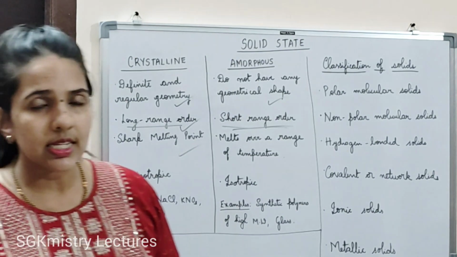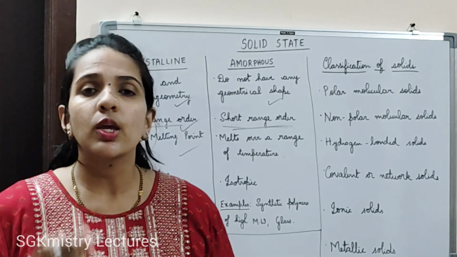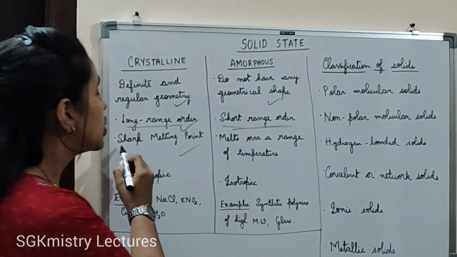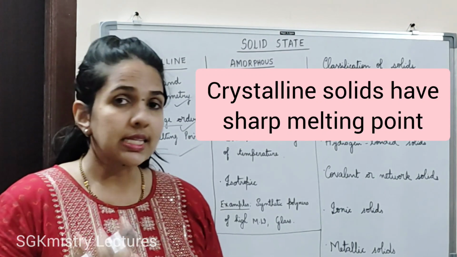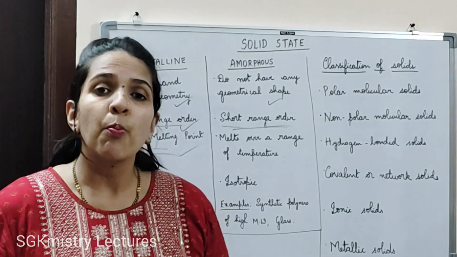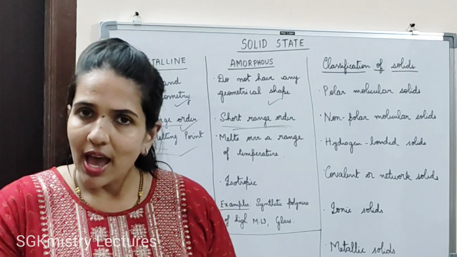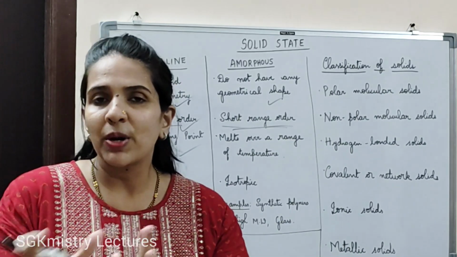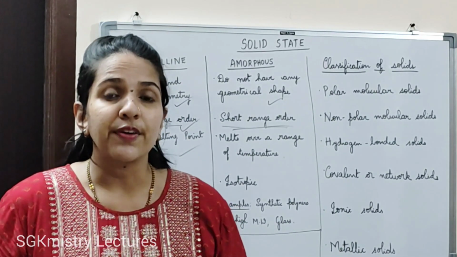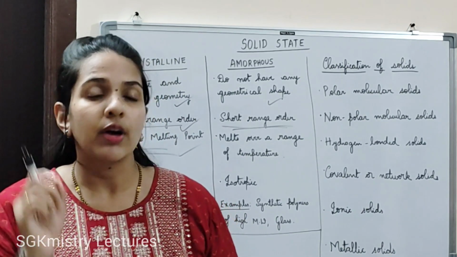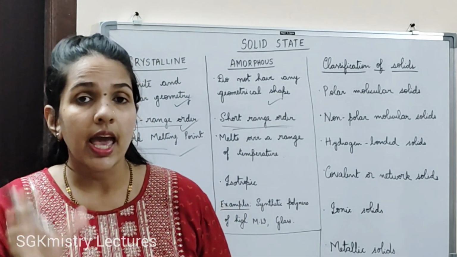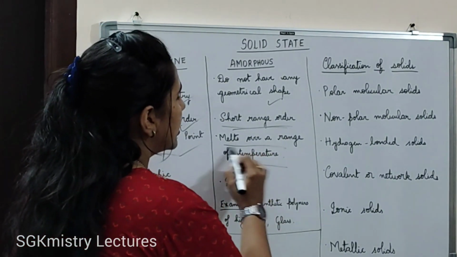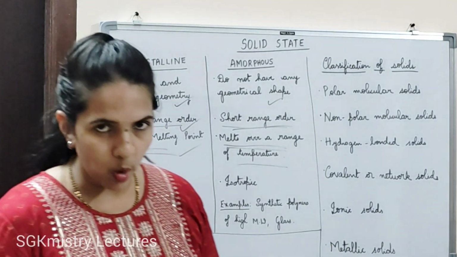Crystalline solids melt at a particular temperature. That's why we say that crystalline solids have a sharp melting point. Whereas amorphous solids start melting at a particular temperature, go on melting, and then completely convert into the liquid form after a particular range of temperature. So amorphous solids do not have a definite melting point, or I can say they melt over a range of temperature. This is one more difference between crystalline and amorphous solids.